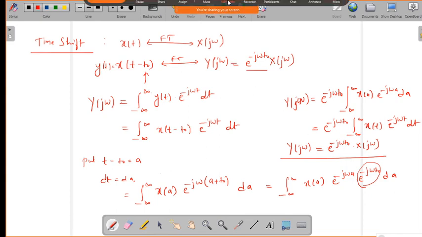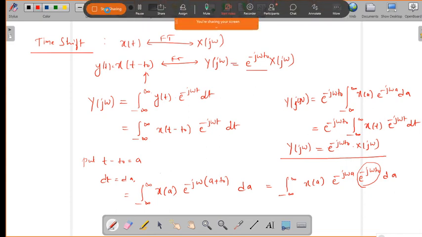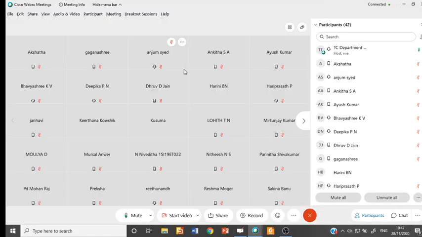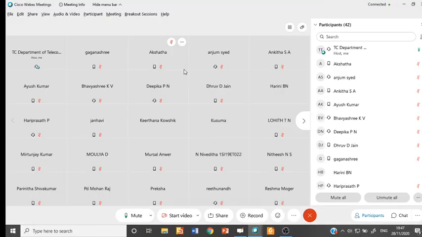Similarly, try to do the frequency shift also. How to do frequency shift? If you have x of t and Fourier transform pair x of j omega, and you have y of t equal to e power j beta t into x of t, then we can write its transform as x of j into omega minus beta.